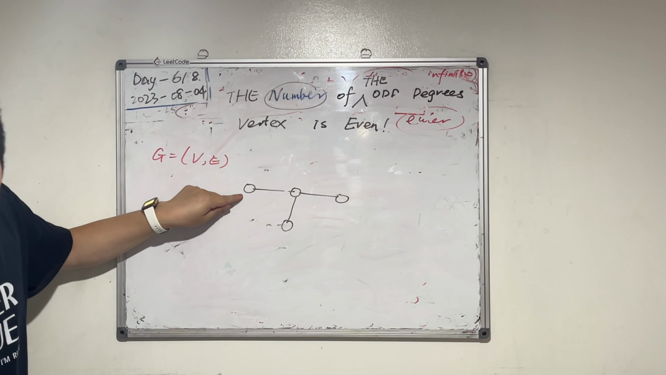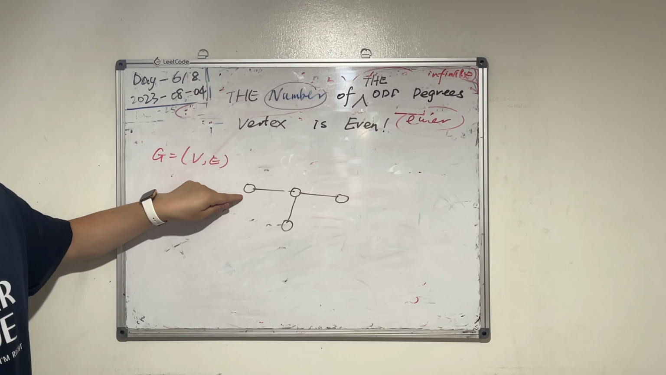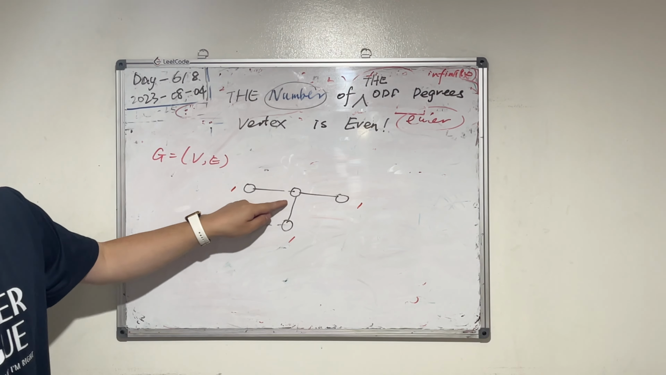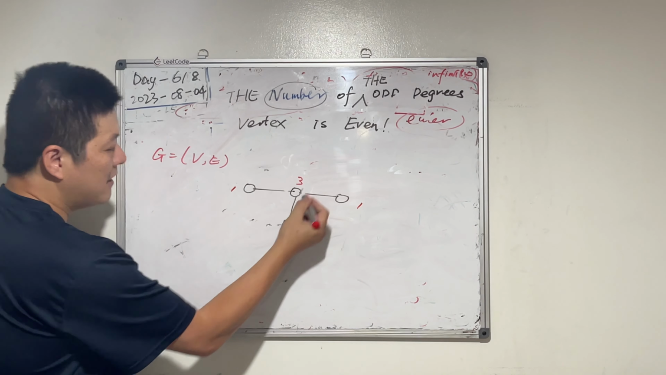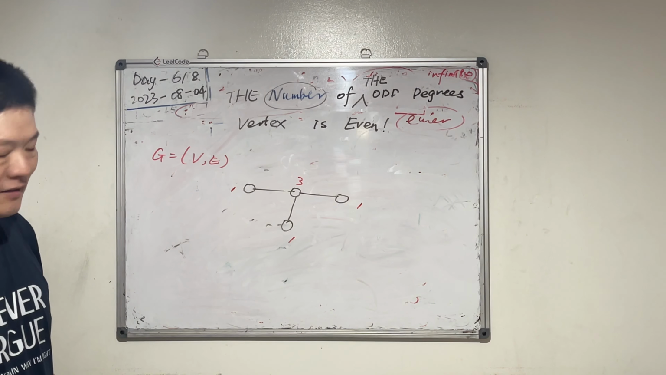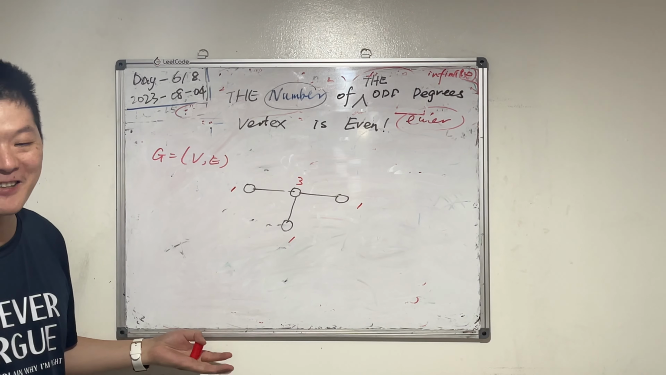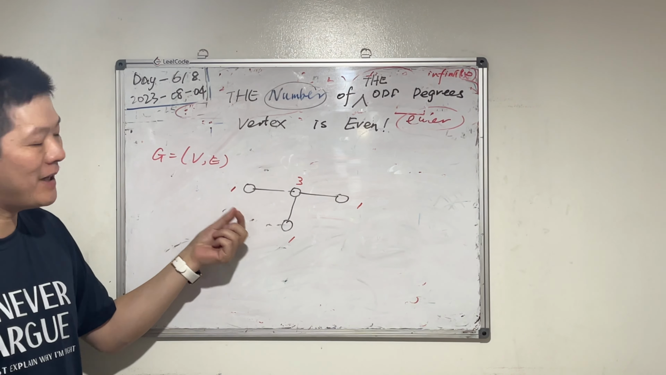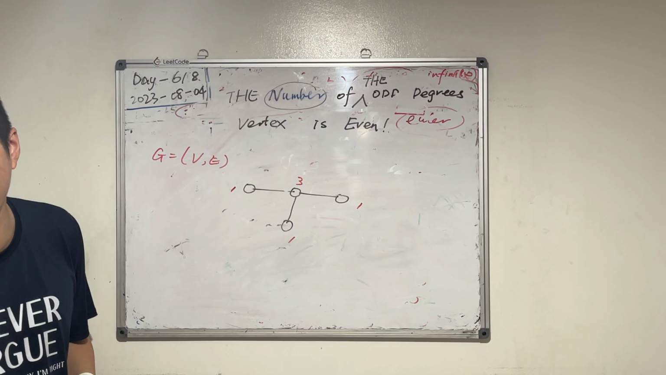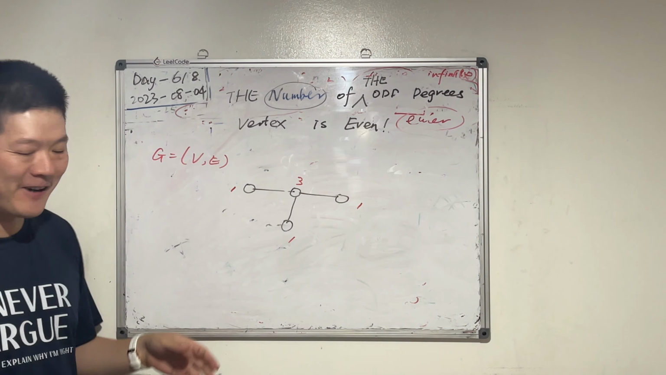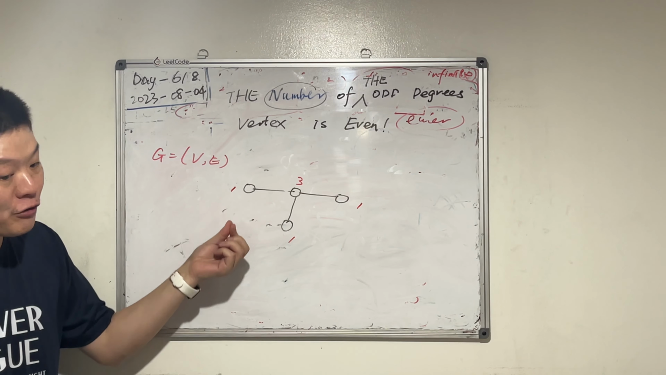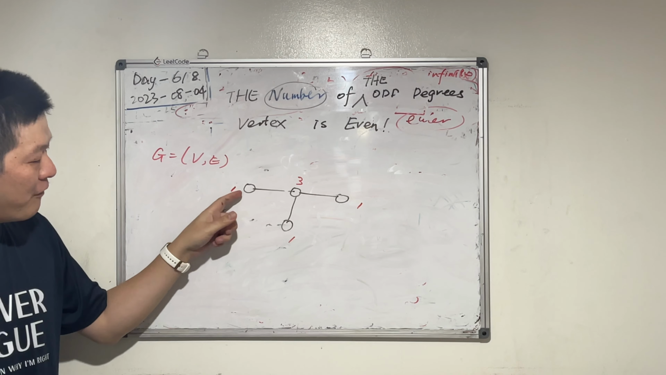Okay, so what's the degree of this vertex? How many edges are connected to it? 1, so the degree is 1. This is 1, this is 1. What's the degree of this? 3. So how many odd degree vertices are there? There are 4, right?